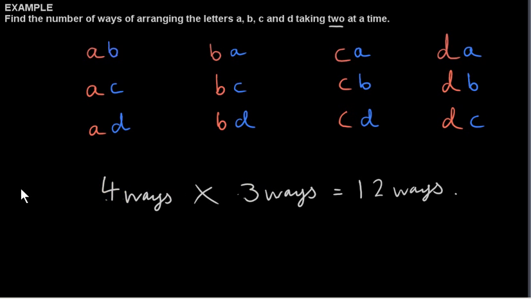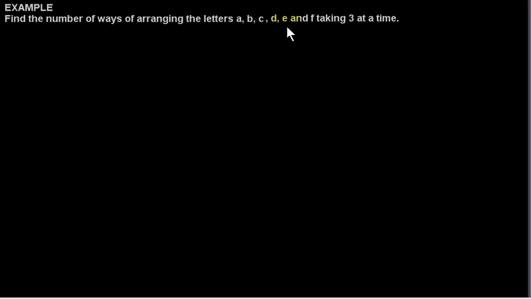Now there is a notation for this that you may see on your calculator. 4 times 3 is sometimes written as 4p2. So we have 4 letters, choose 2. So obviously we can extend our method to a more complicated example that's not so easy to write down because there are so many of them.